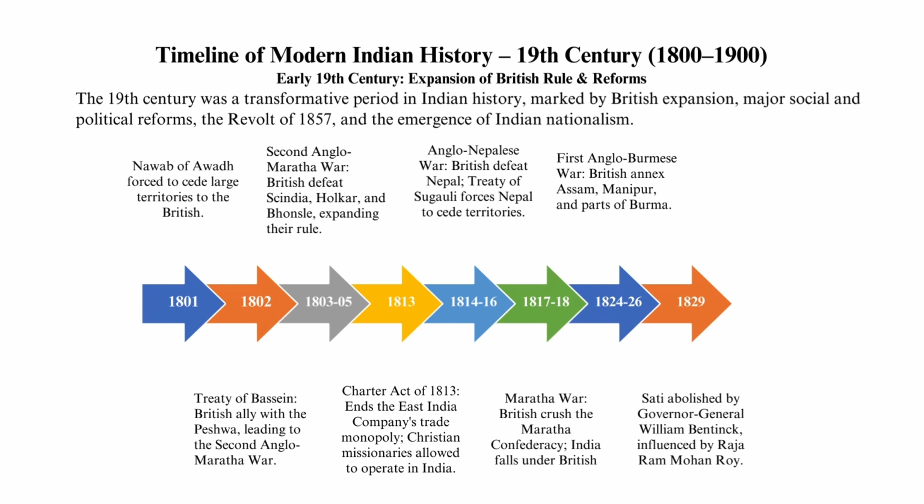India under British dominance. The British then turned eastward, annexing Assam, Manipur, and parts of Burma after the First Anglo-Burmese War, 1824 to 1826. Social reforms gained momentum during this period. In 1829, Governor-General William Bentinck, influenced by Raja Ram Mohan Roy, abolished sati, a practice where widows were forced to self-immolate on their husband's funeral pyres.